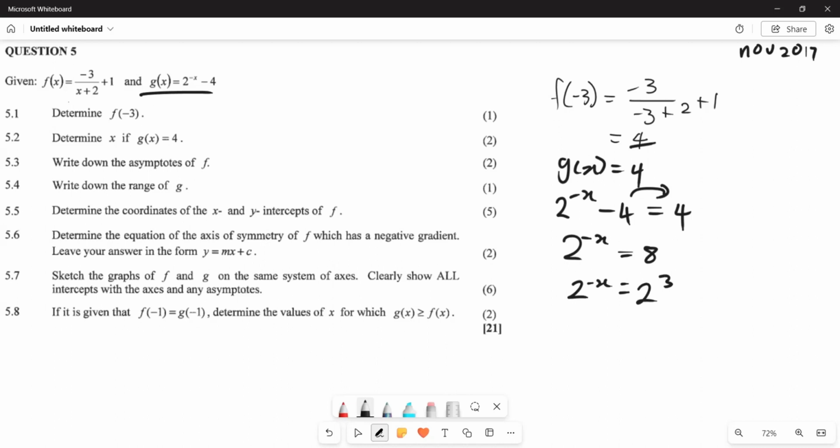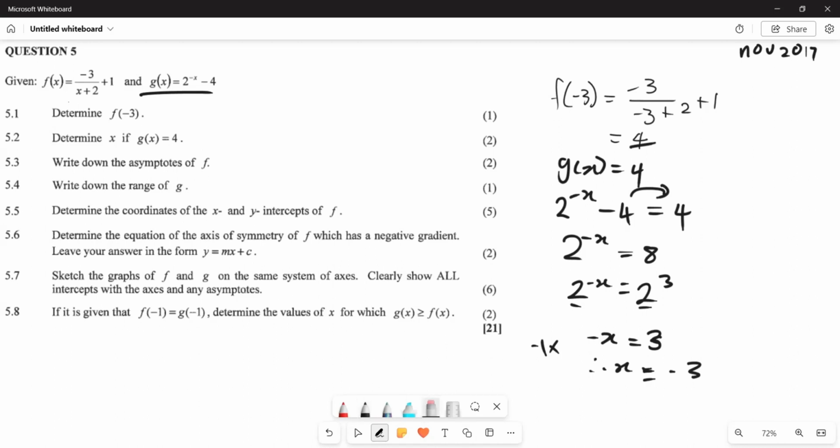Now if this is the same as 2 cubed, since you have bases that are the same, you say -x is going to be equal to 3, which means therefore the value of x is going to be -3, when you multiply by -1 everywhere. So that is the first thing that you have there.